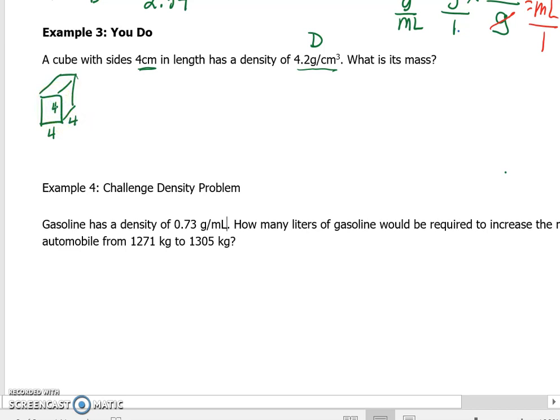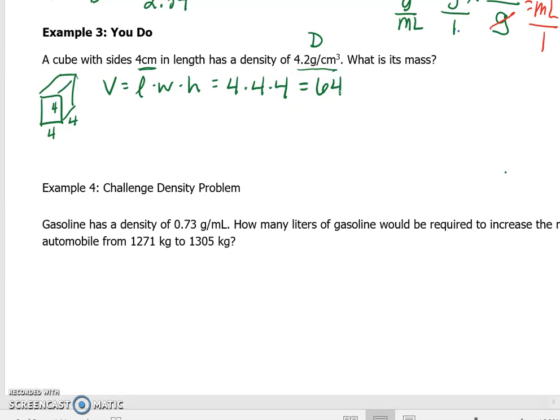So what I need to do first is find the volume. And remember that the volume of a cube is length times width times height. And here, those are all 4, so 4 times 4 times 4, which is just 4 cubed, which, for those of you who remember, 4 times 4 is 16, and 16 times 4 is 64. So my volume here is 64.